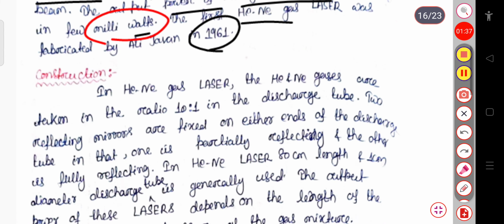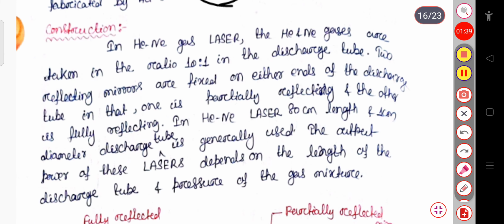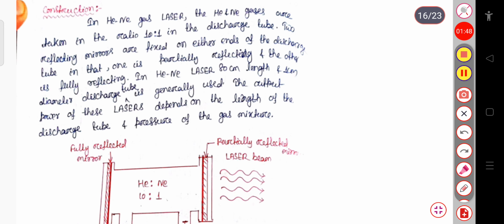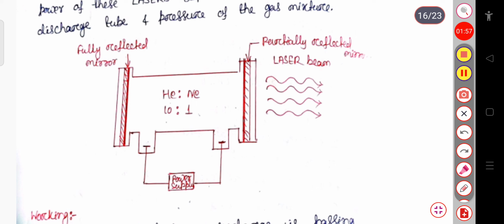Now we will discuss the construction of the helium neon gas laser. So this is your helium neon gas laser. In the helium neon gas laser, the helium and neon gases are taken in the ratio 10:1 in the discharge tube. You can see here, this is your discharge tube, and the helium and neon ratio is 10:1. That is, for one neon atom there will be 10 helium atoms present in this discharge tube.